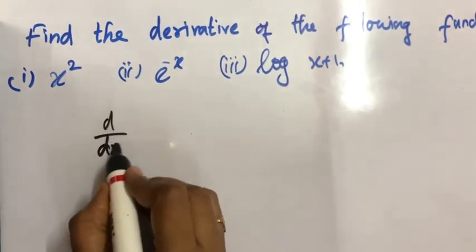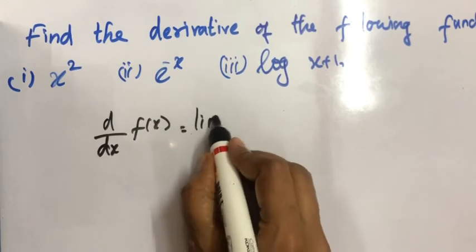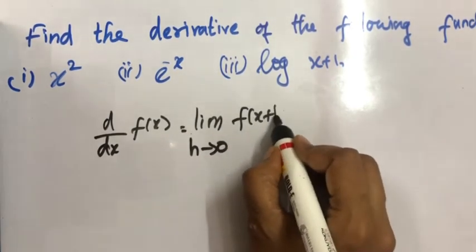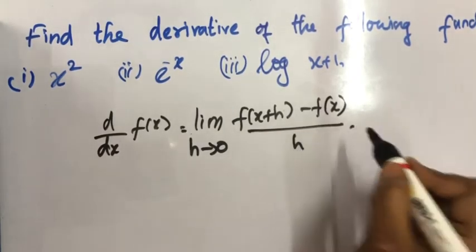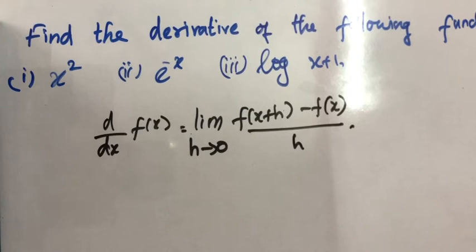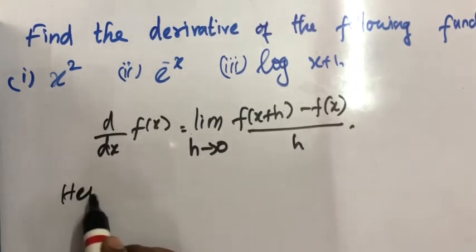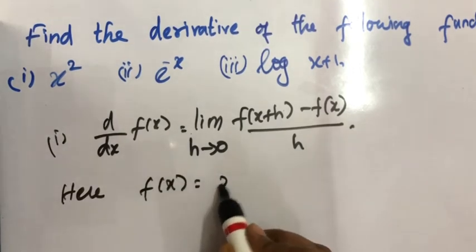d by dx of f of x is equal to limit h tends to 0 of f of x plus h minus f of x divided by h, and this is the first principle. Okay, so now here in the first problem we have f of x is equal to x square.